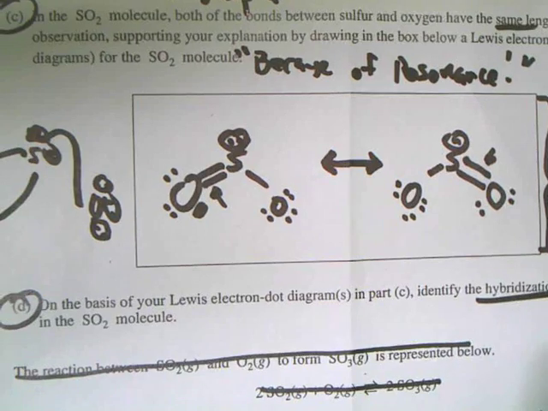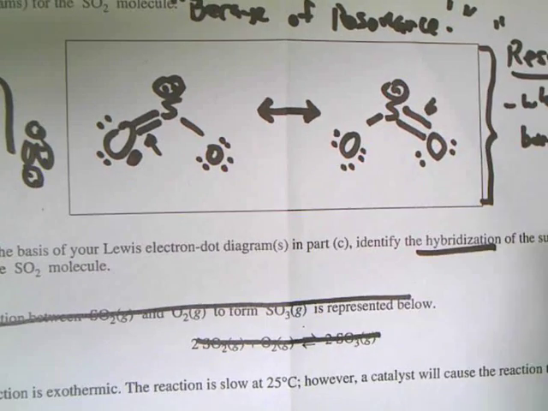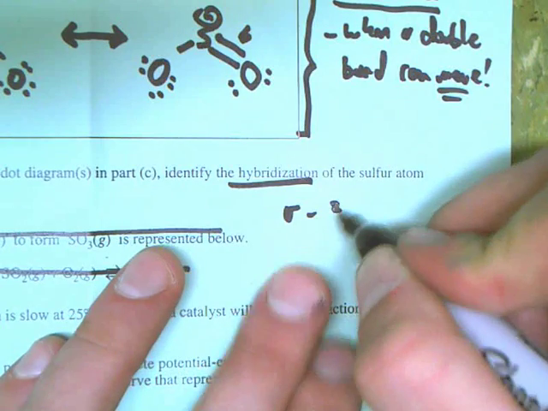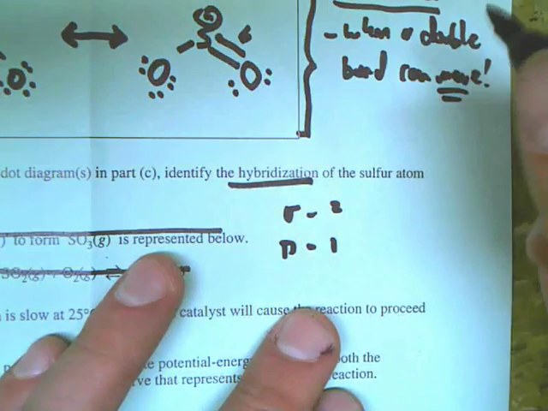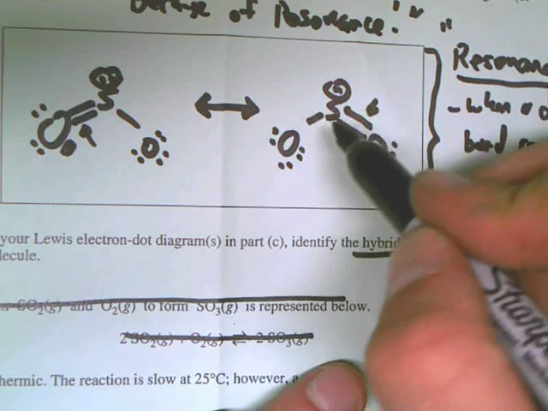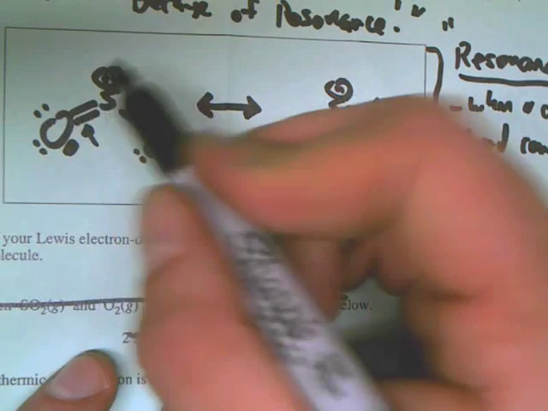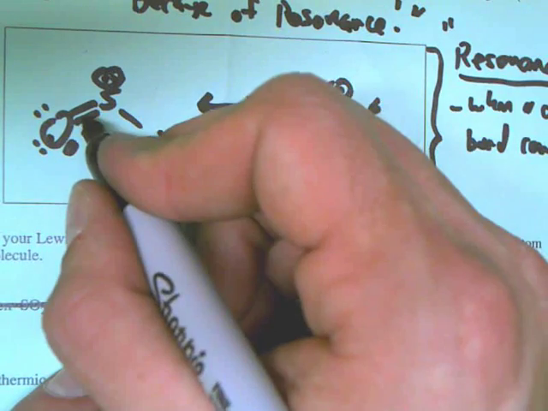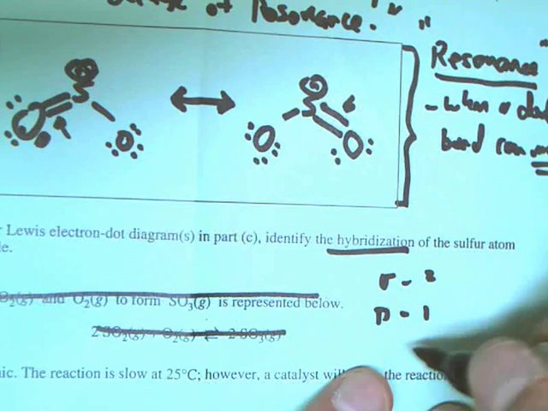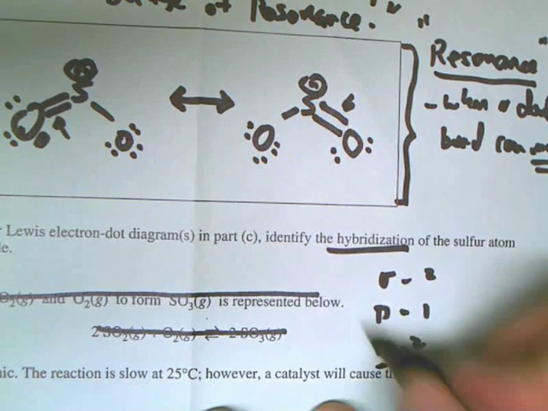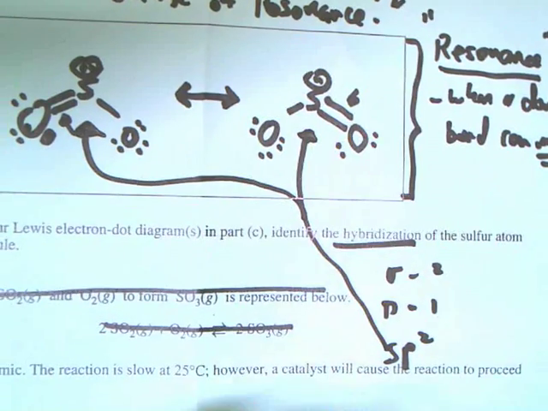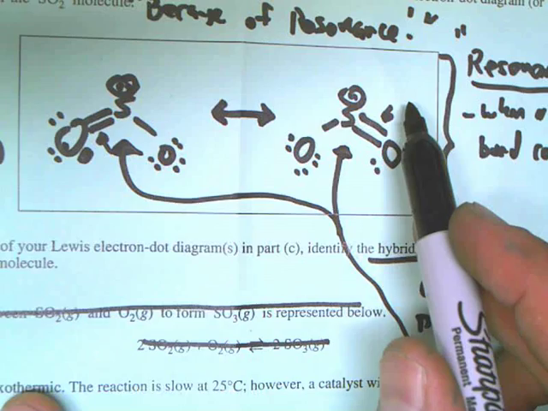On the basis of your Lewis diagram, identify the hybridization of sulfur. Okay, well, let's do everything again for sulfur. Okay, let's do it right here. Sigma for the whole molecule, sigma is going to be 2, pi is going to be 1, and hybridization, how many things are around each of these? 1, 2, 3. Remember, we do not count pi bonds in hybridization. If 3 things are around, it's sp2. So that's sp2, and that is sp2.